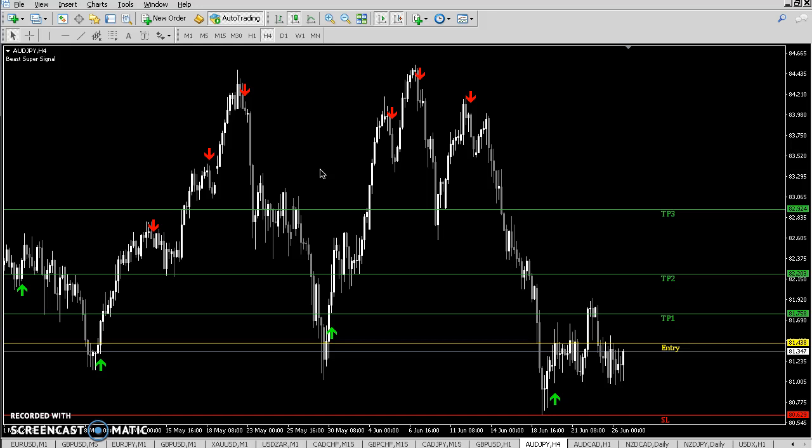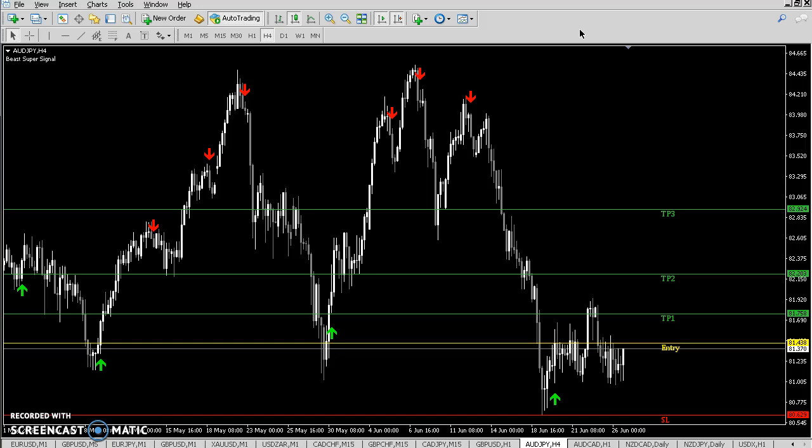The first thing you're going to notice on the chart is these TP levels. We had a lot of feedback from people asking if it shows take profit and stop loss. I decided it would be a very good feature to add, so I added take profit and stop loss levels, which you can use as a suggestion. You don't have to, but you can if you want.